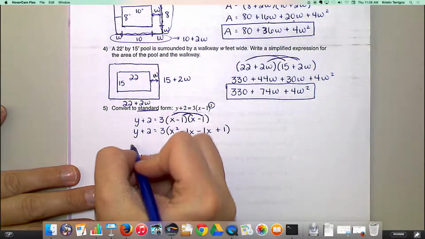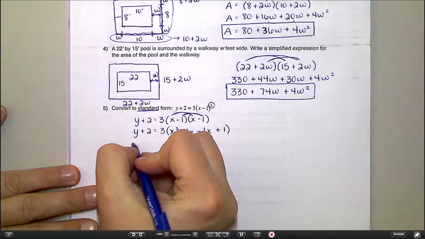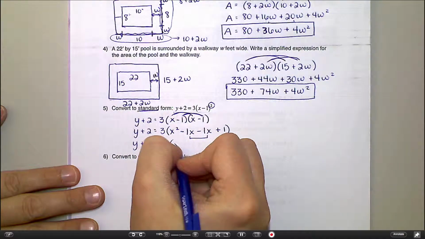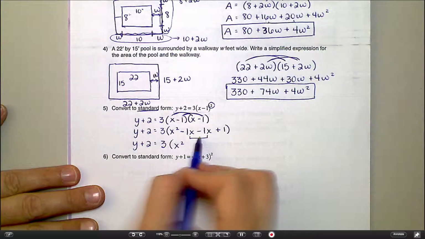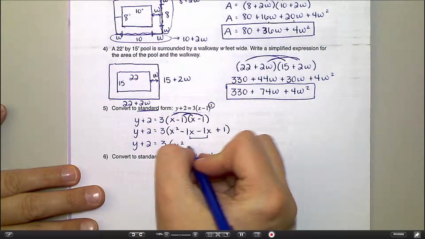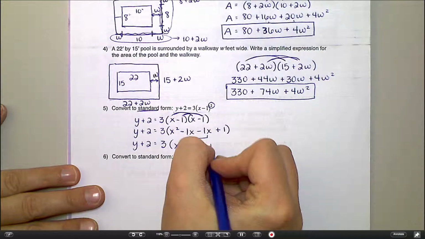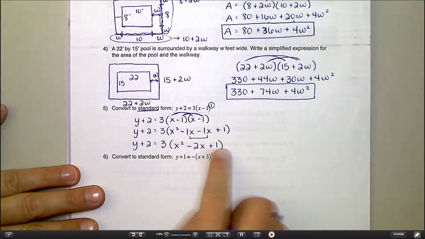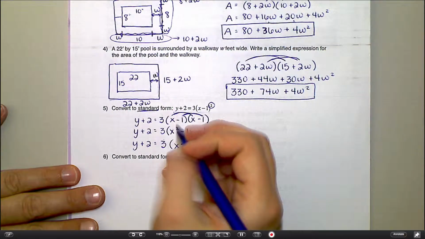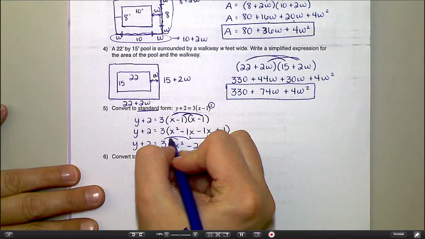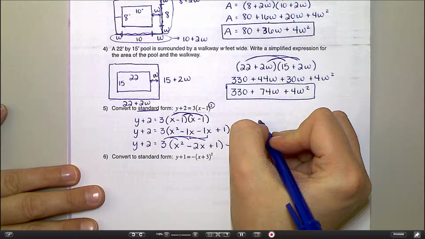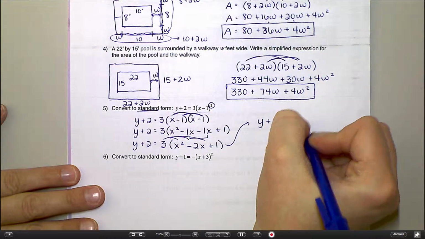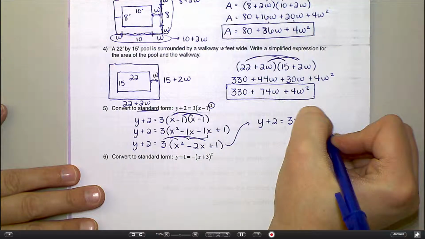Combine my like terms in there. So y plus 2 equals 3 times x squared. Be careful that you don't assume those are going to cancel out. Negative 1 minus 1 is negative 2, so negative 2x plus 1. Now I'm going to take my 3 out here because there's nothing else I can do in the parentheses, so now it's time to move out of the parentheses. I'm going to distribute the 3. I'm going to write over here what that's going to look like. So that'll say y plus 2 equals 3x squared minus 6x plus 3.